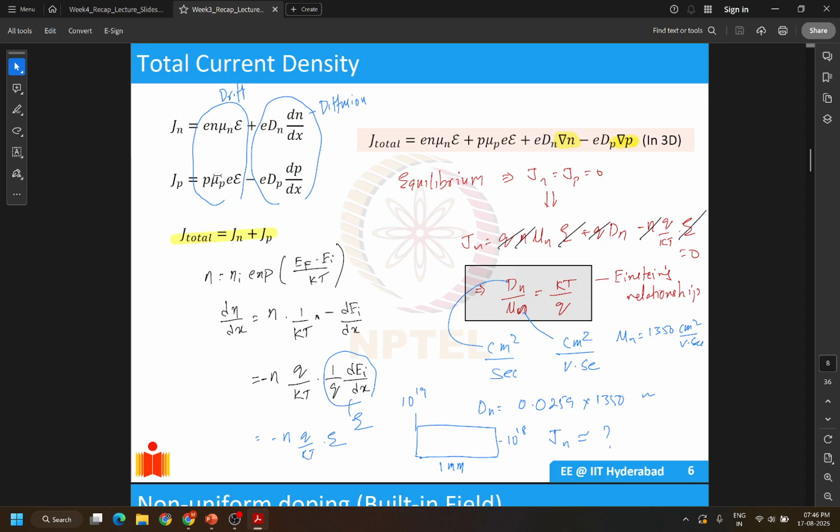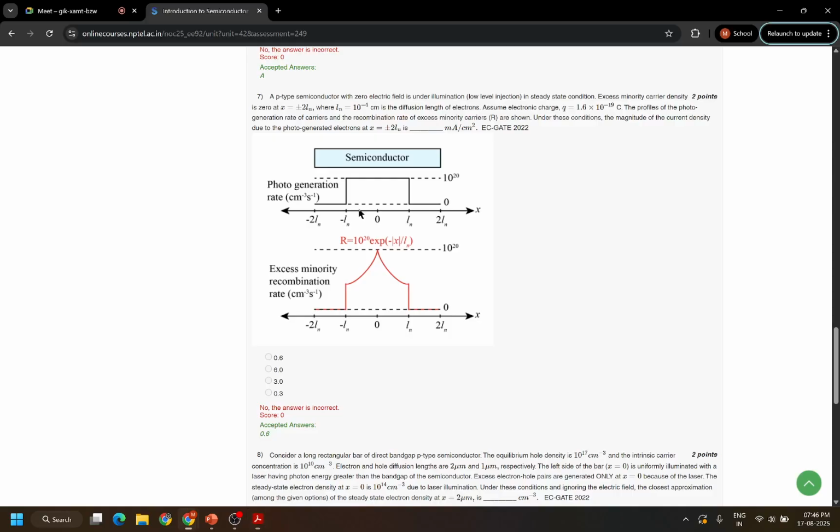So your drift current will be 0, only your diffusion current will be there, and that diffusion you can calculate from your given equations here. So this is not an easy question, so it will take some time to understand and solve.